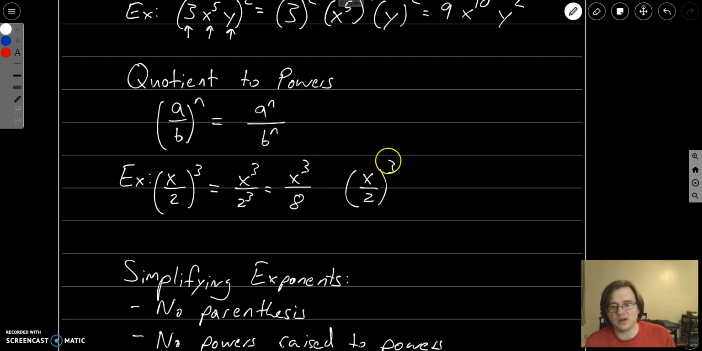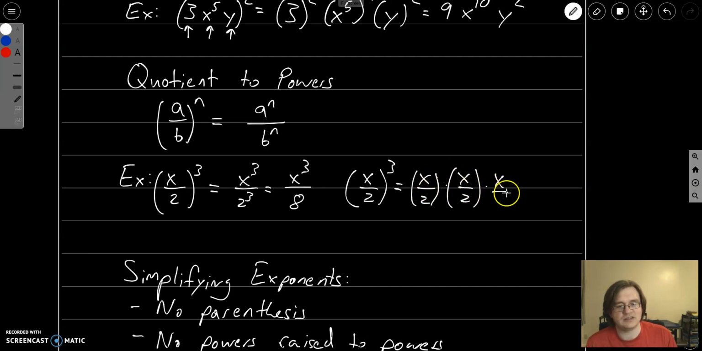And the long way works absolutely fine, but shorter ways are going to be helpful. If I wanted to raise this to the 3rd power, I could take x over 2 times x over 2 times x over 2, and I've got 2 times 2 times 2 on the bottom, which is 8, and x times x times x on the top, which is x cubed. So it doesn't matter how you do this. I think this way was a lot shorter and a lot easier.